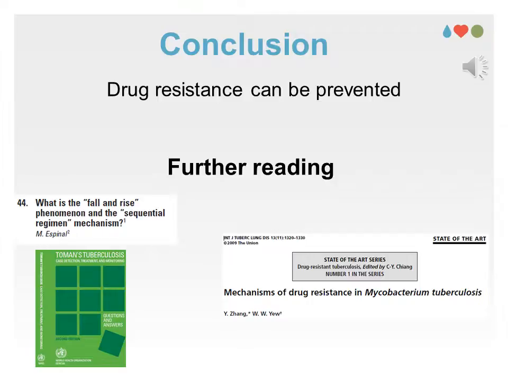In conclusion, drug resistance will develop in a big population of bacteria when a drug is given. Drug resistance can be prevented by treating tuberculosis patients with multiple active drugs for the time prescribed.